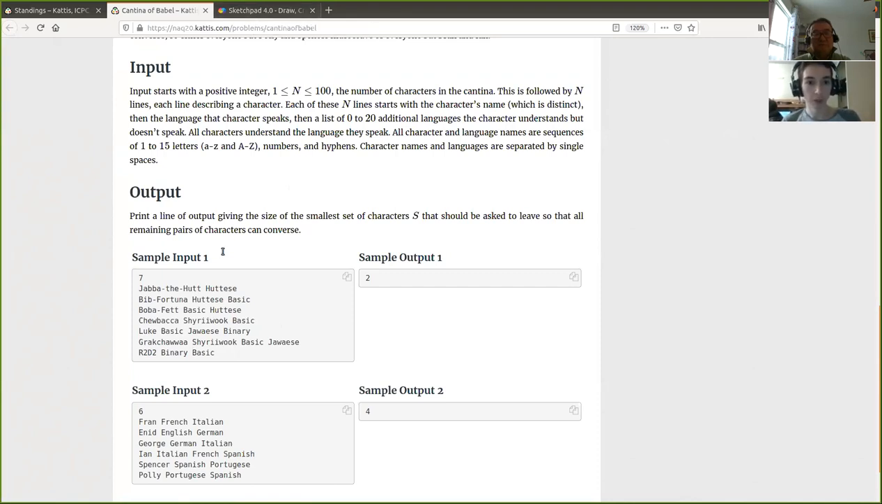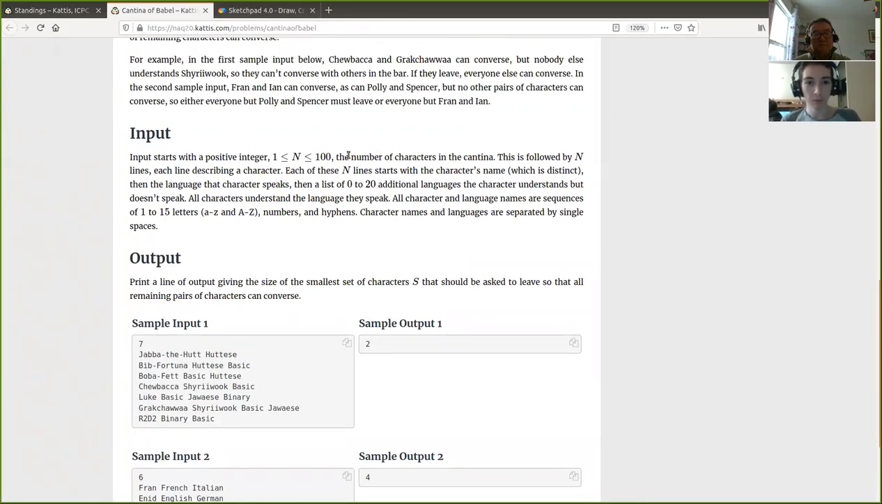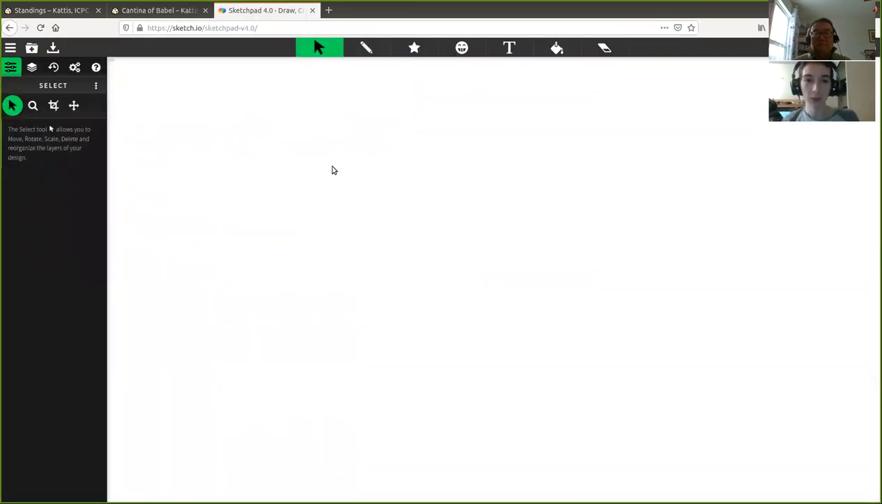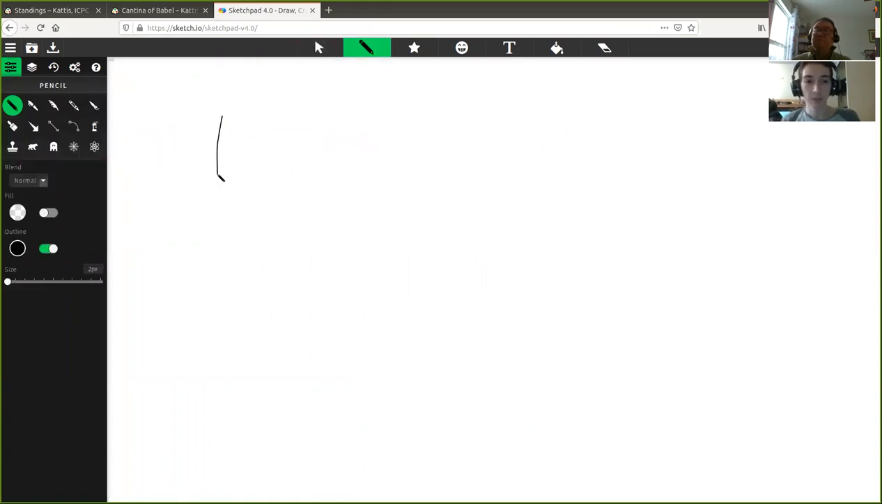So after you parse the input, the input's kind of small. It's 100. So you can actually afford to add an edge between each two people that can converse. So for each pair of people A and B, you can iterate through all languages B can understand and check if A's spoken language matches one of them. Or you can use a hash map for that.